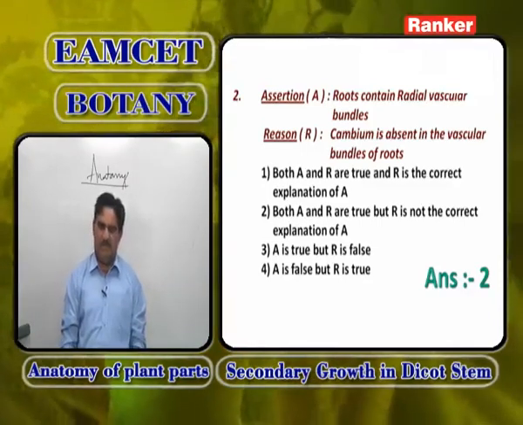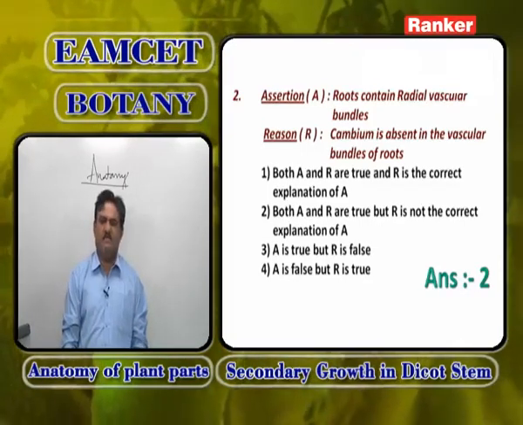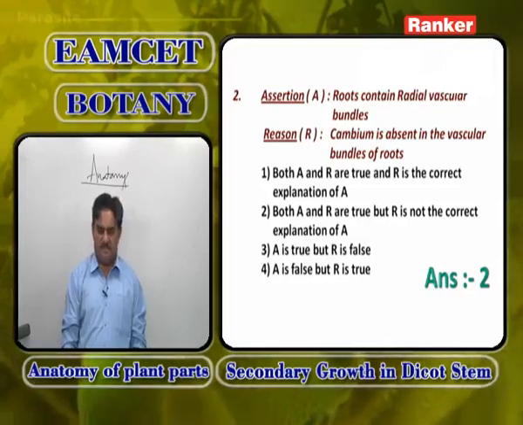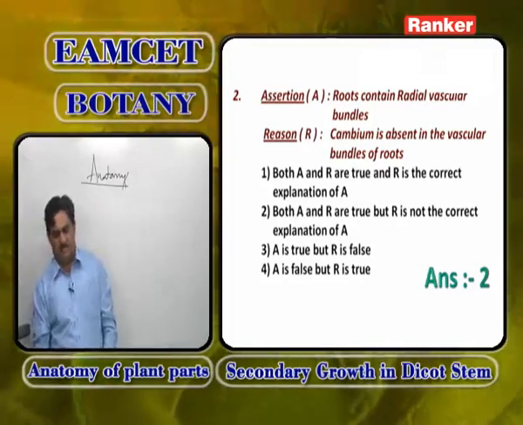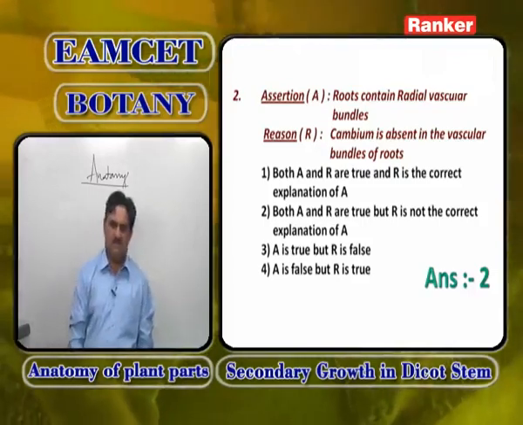So the assertion is correct, the reason is correct, but the reason is not the correct explanation of the assertion. So the answer: both A and R are true, but R is not the correct explanation of A.